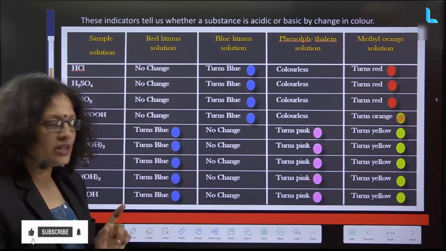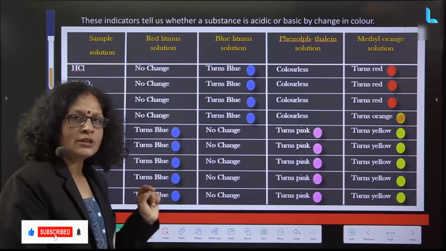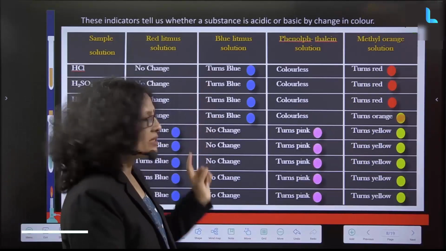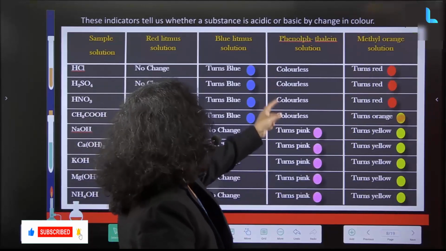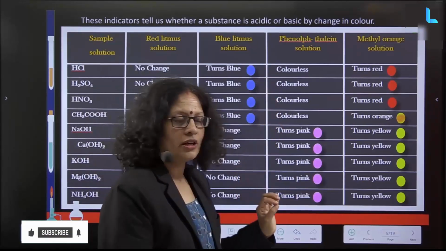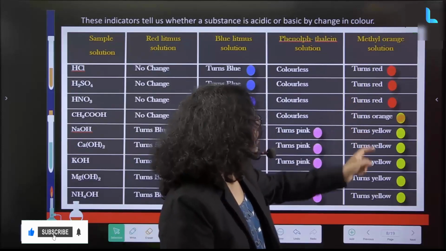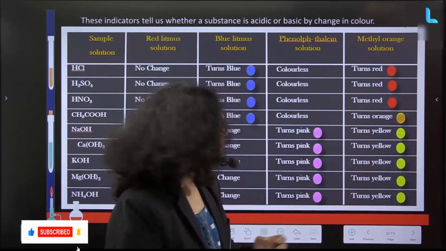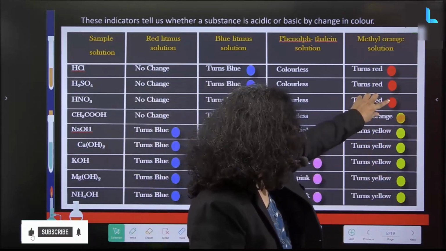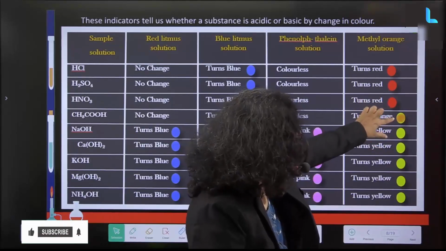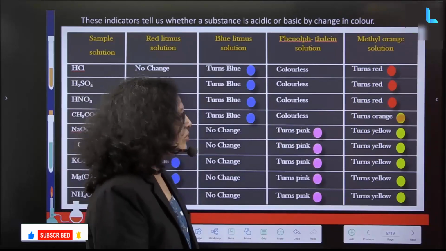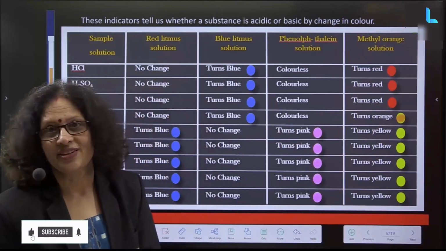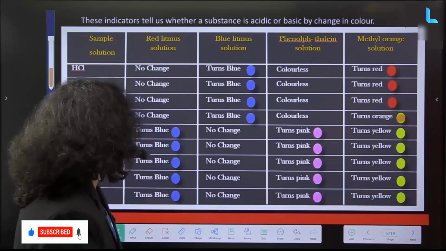Now acetic acid is a weak acid. So red litmus, no change. Blue litmus turns red. Then we have phenolphthalein again colorless, but here methyl orange turns orange. We can see the color change. Here it is red, here it is yellow, but here it is in between color, between red and yellow. Why? Because the solution is weakly acidic. Acetic acid is a weak acid.